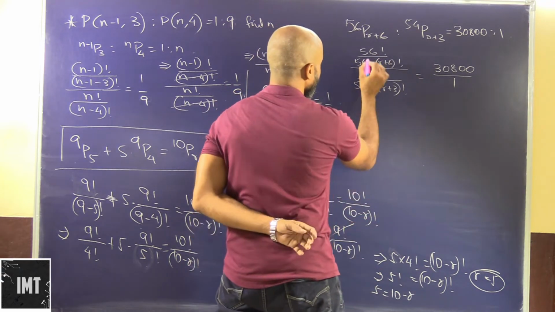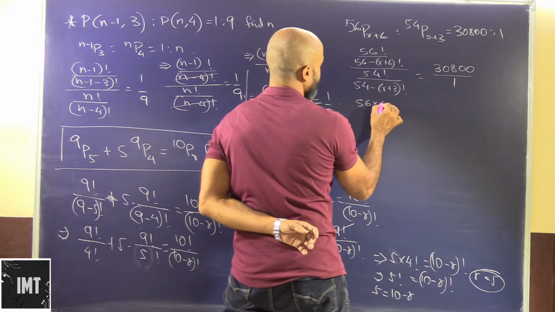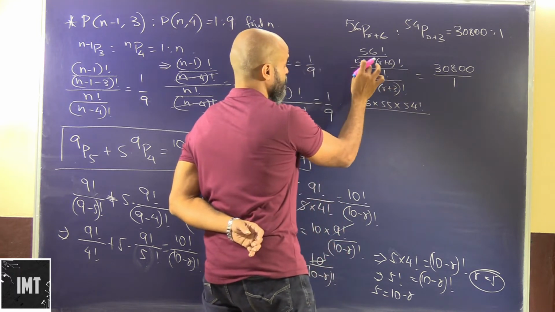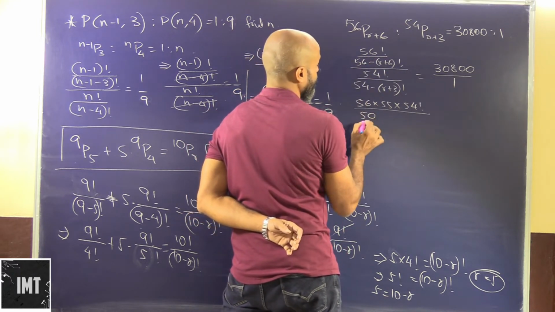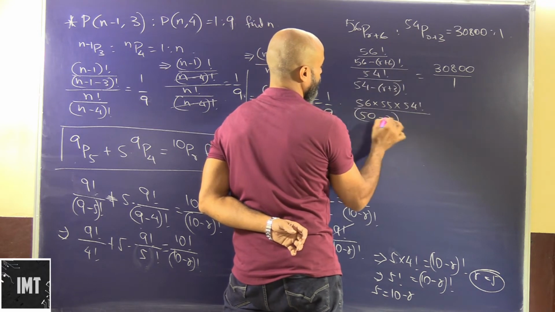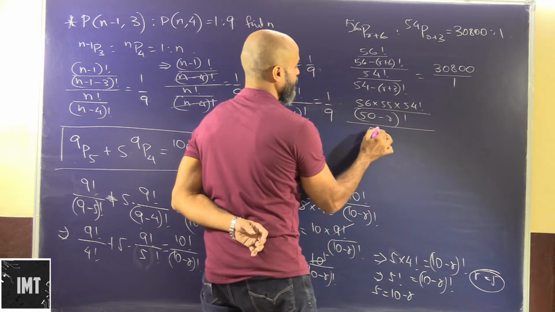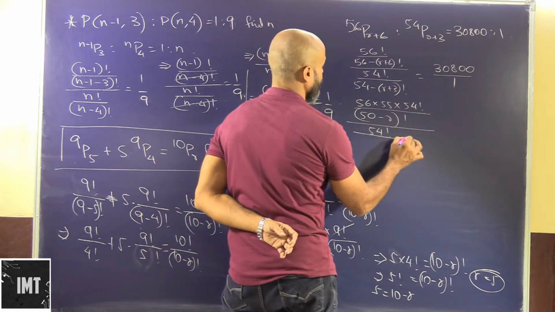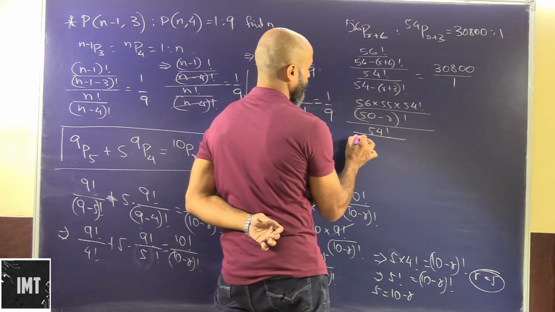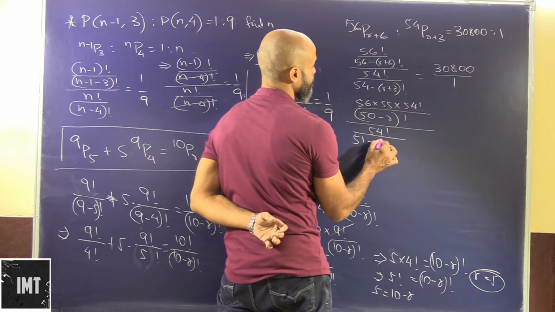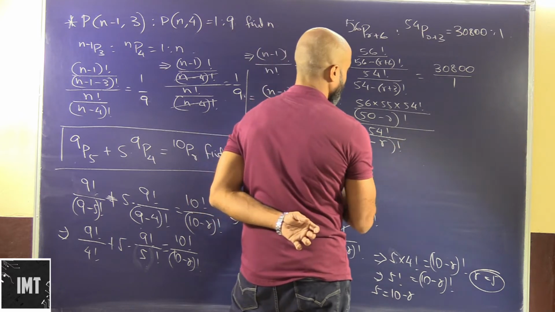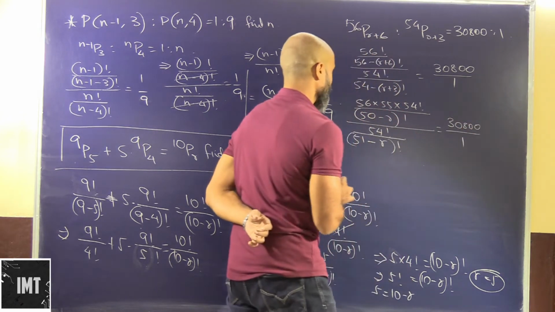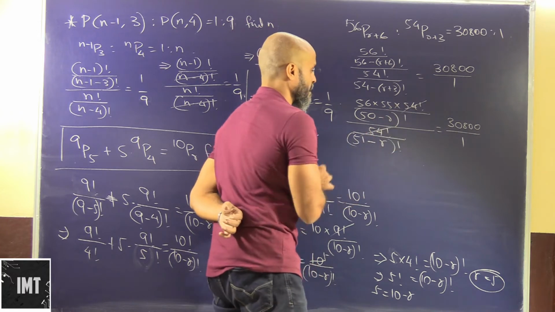30800 upon 1. So this will be 56 into 55 into 54 factorial upon 56 minus 6, so that will be 50 minus r factorial, and this is 54 factorial upon 54 minus 3, that will be 51 minus r factorial. This is equal to 30800 upon 1. So if I cancel, this entire part gets cancelled.